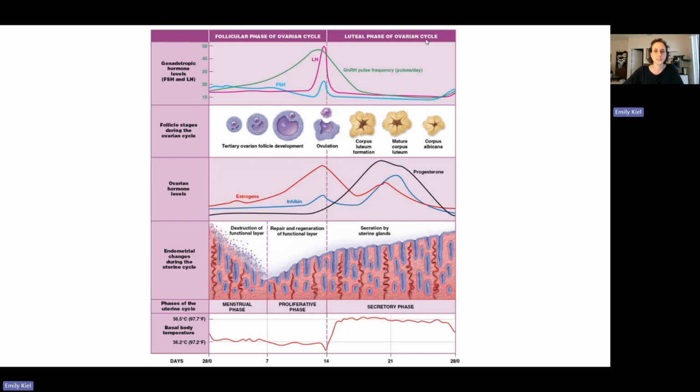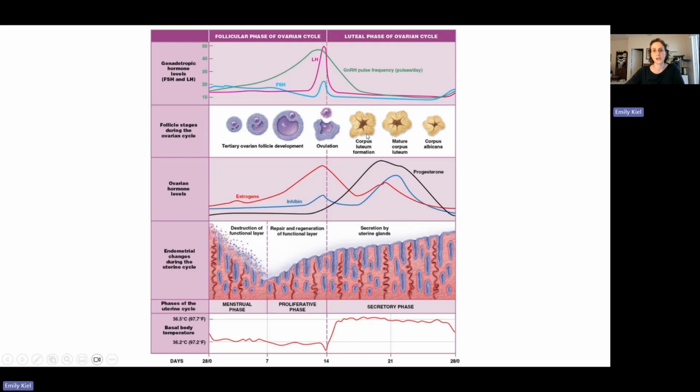And the luteal phase is named for this corpus luteum. Corpus luteum means white body. And so after ovulation, the follicle literally looks like this white coloration, and this is what is producing the progesterone.